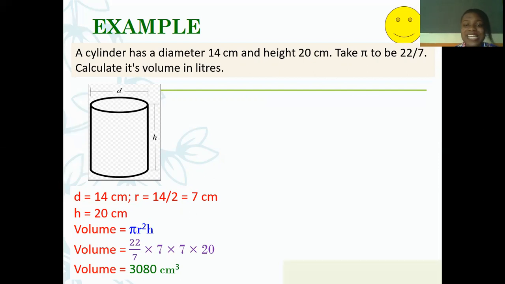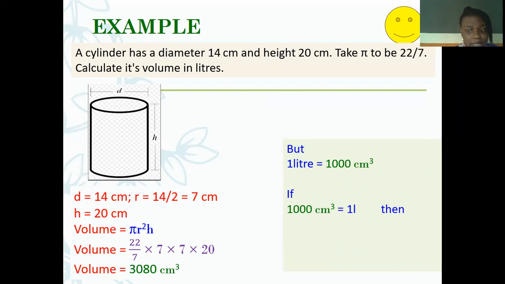Take note that 1 liter is 1,000 cm cubed. Always try to remember your conversion rates, if you've forgotten them. 1 liter is 1,000 cm cubed. So if 1,000 cm cubed is 1 liter, then 3,080 cm cubed should be 3,080 divided by 1,000. So if we do that division, it comes down to 3.08 liters.